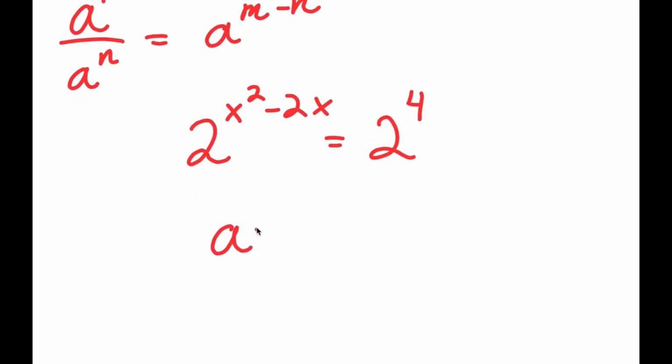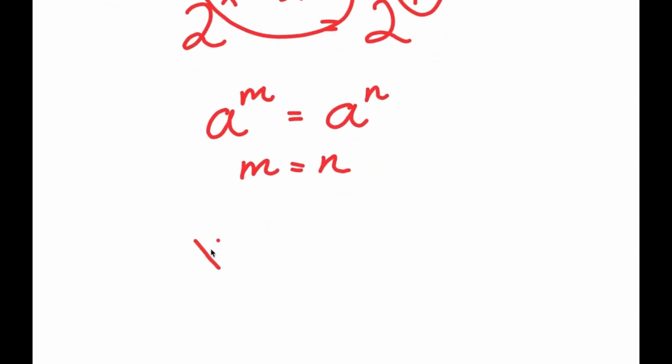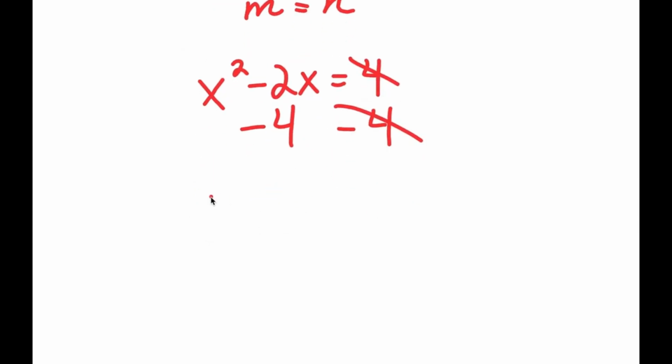Now, if I have something in the form a to the power of m is equal to a to the power of n, this means that m is equal to n. So in this case, m is x squared minus 2x and n is 4, so I get x squared minus 2x is equal to 4. And now if I subtract 4 on both sides, these two cancel out, and I get x squared minus 2x minus 4 is equal to 0.